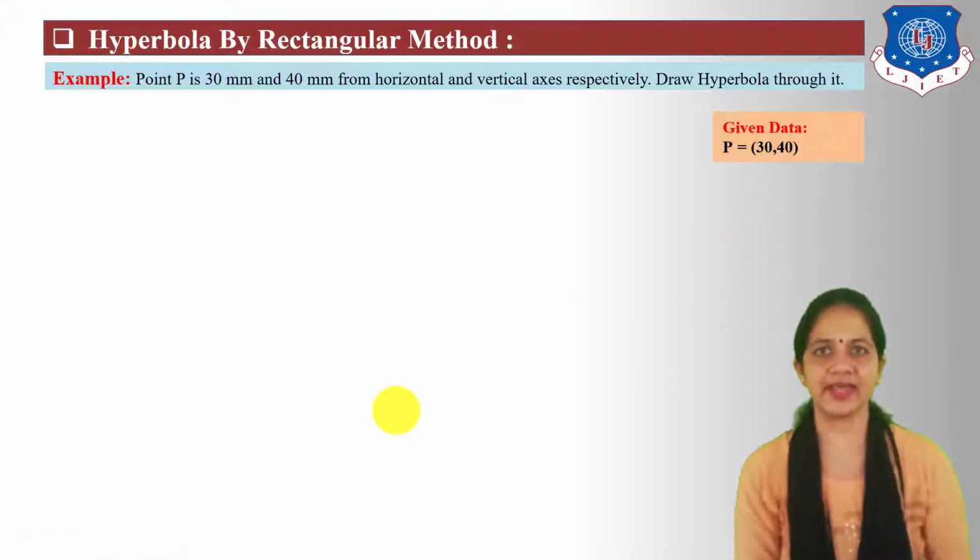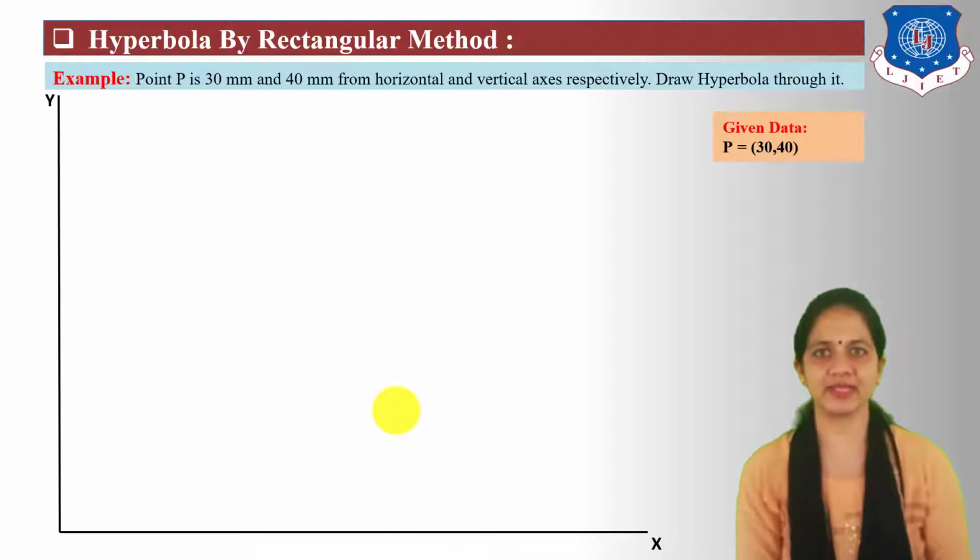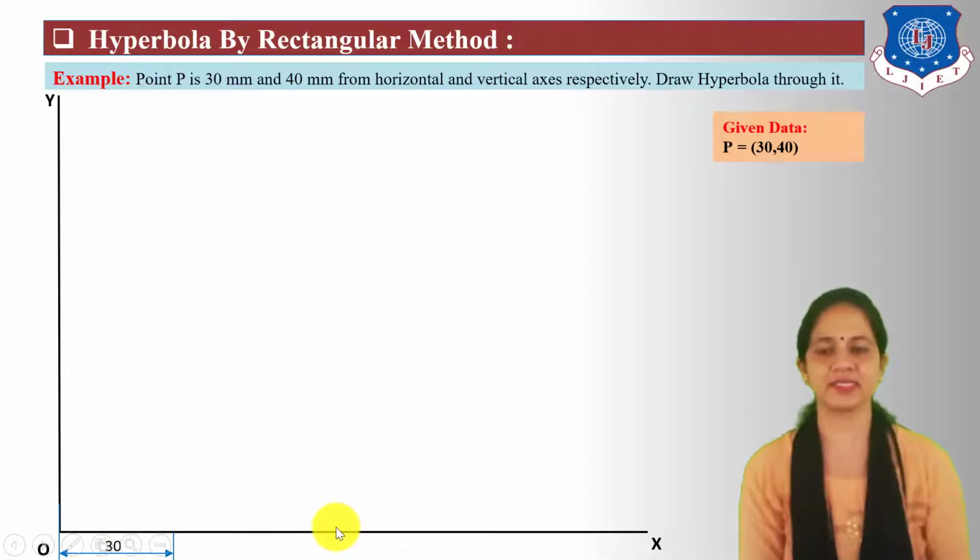Next draw the x-axis and y-axis. The angle between the x and y-axis is 90 degrees. Mark O point at the intersecting point of the x and y-axis. Next take 30 mm or 3 cm distance on the x-axis and 40 mm or 4 cm distance on the y-axis.